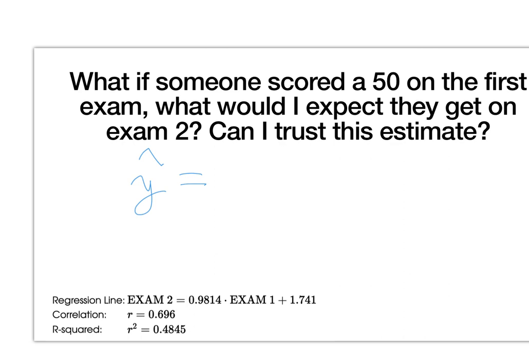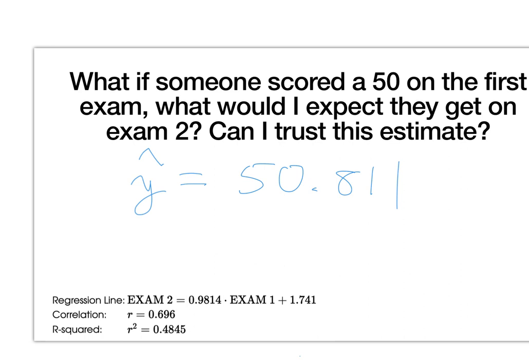What is my exam 2 predicted grade going to be? 54 point, oh, sorry. 50.811. All right. I see some other bobbleheads confirming that is the number. So then the follow-up question is, can you trust this estimate?